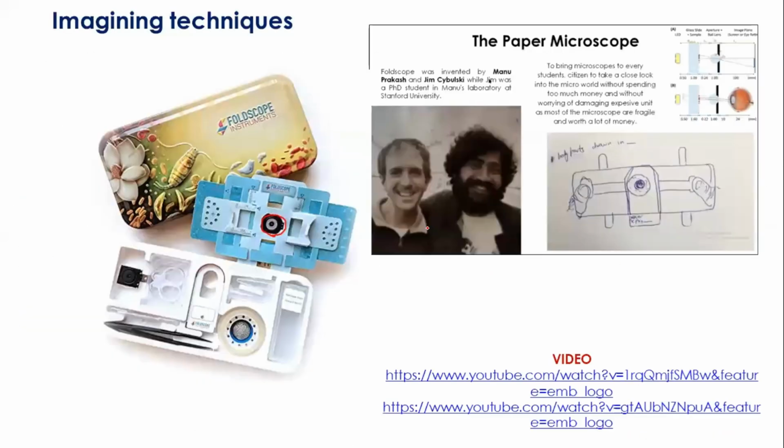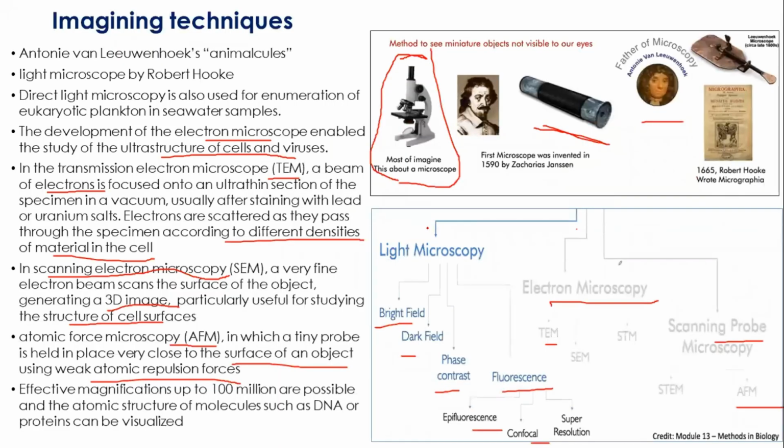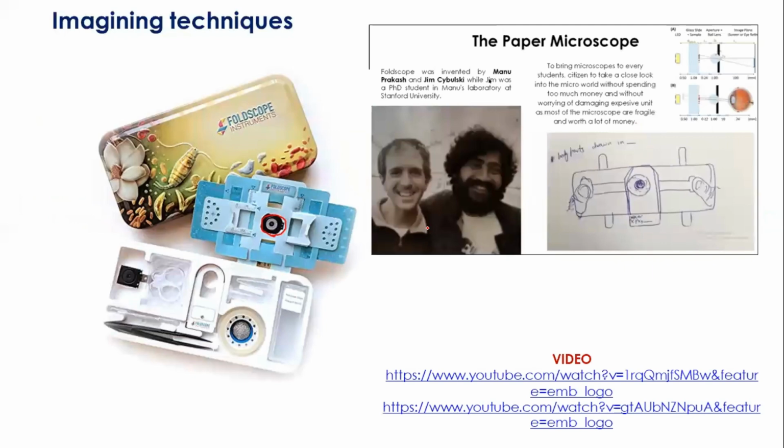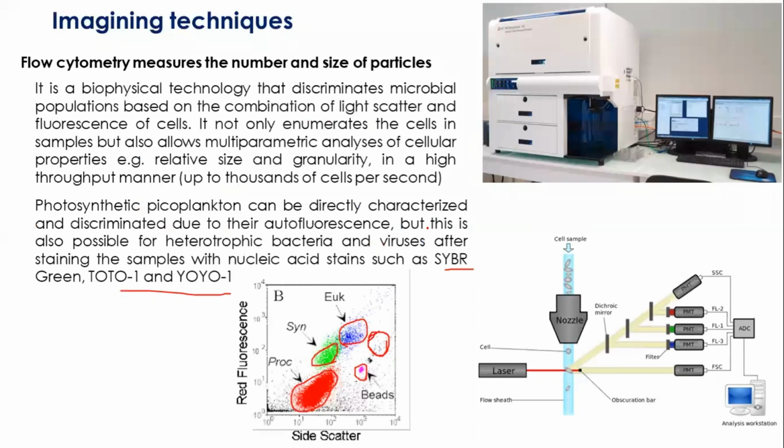So we have seen that imaging techniques have evolved a lot, from a single cell microscope to a full-fledged electron microscope, scanning probe microscope, and very recently the paper microscope, which is again a type of normal light microscope. But then we have seen the utilization of UV fluorescence in marine microorganism studies, and then the utilization of flow cytometry, not only to enumerate the cells in the sample, but also to get the single cell, for single cell genomics purposes, right?